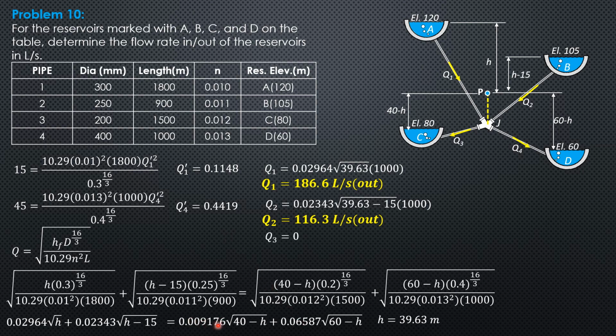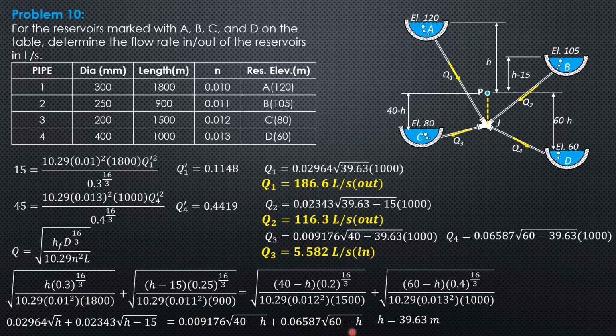Q3 is 0.009176 square root of 40 minus 39.63. So it's just above elevation C, the isometric level. And it is equal to inflow to reservoir C, 5.582 liters per second inflow. Finally, this is Q4, 0.06587 square root of 60 minus 39.63 times 1000. So Q4 equals 297.3 liters per second, and it is also inflow to reservoir D. So that's it for this problem.